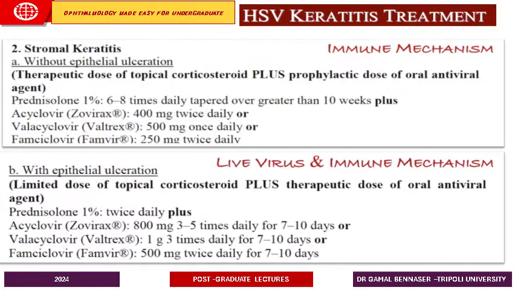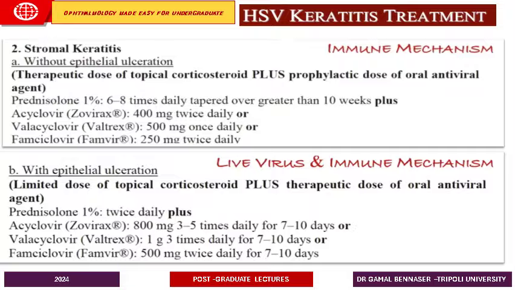Now, in case of presence of stromal keratitis with necrotization, that is necrotizing stromal keratitis, as I said before, this is a combination of active live virus multiplication along with an immune-mediated mechanism. So in this situation, we need to limit the dose of the topical steroids to a minimum dose, and also we use the therapeutic dose of oral antiviral.